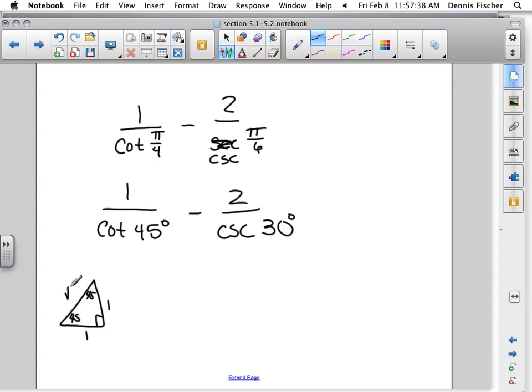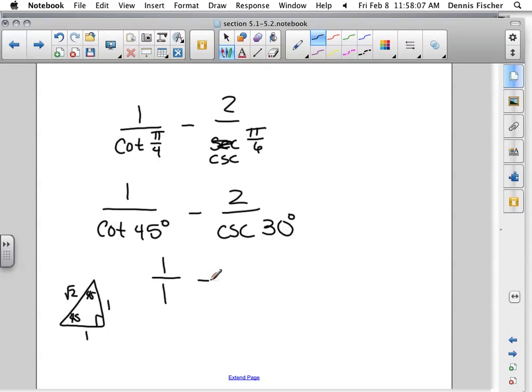1, 1, square root of 2. Now if I asked you the cotangent of 45 degrees, cotangent is what over what? Adjacent over opposite, which is 1 over 1. So the cotangent of 45 is 1.